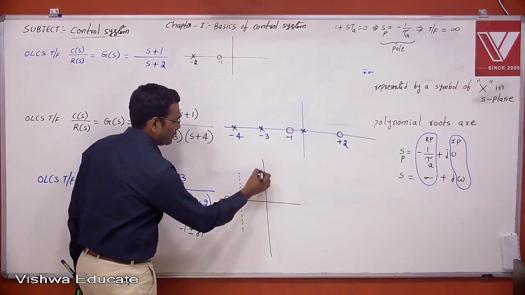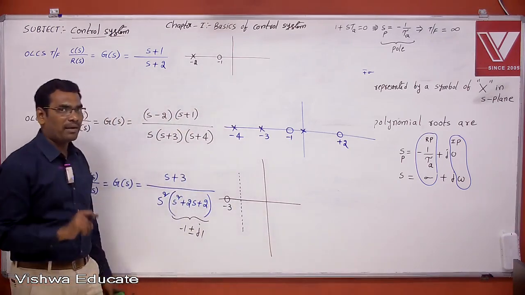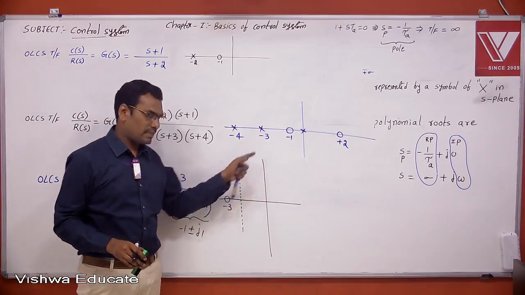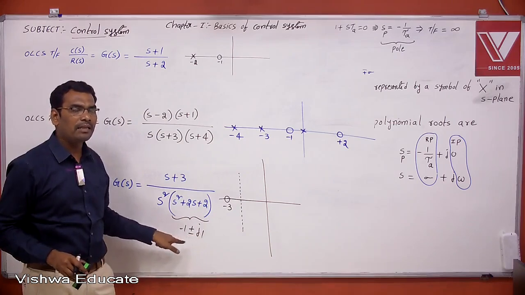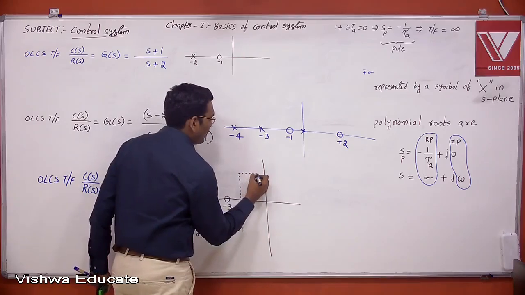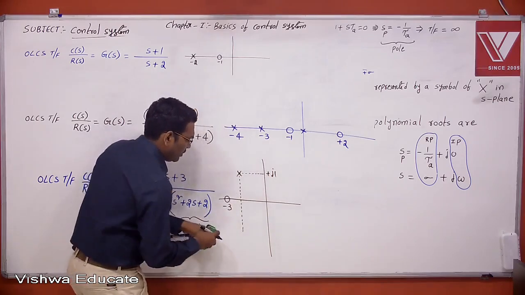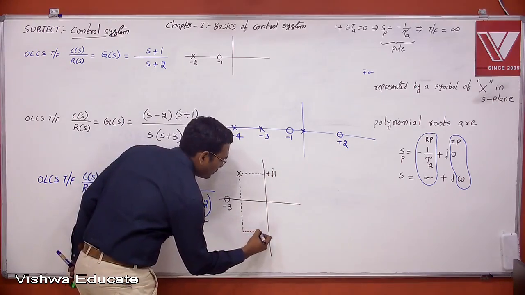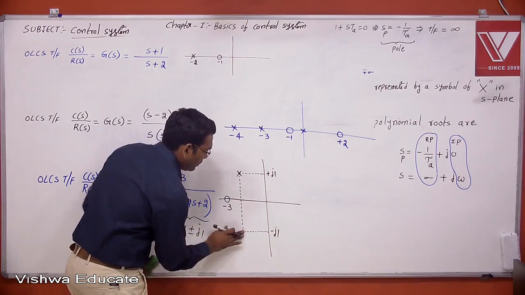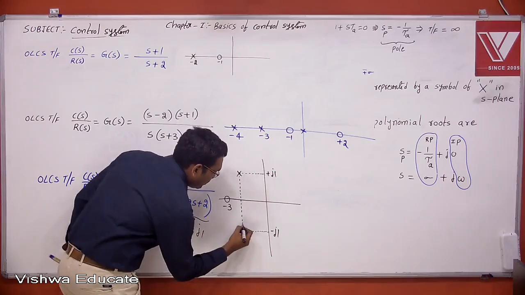Some of you are writing here. No, this is wrong. You write on the imaginary axis only if there is no real part, only an imaginary part. But if it has both real part and imaginary part, then you see the real part. The real part is negative, so come to the left hand side. One pole has negative real part and positive imaginary part, and the other has negative real part and negative imaginary part.